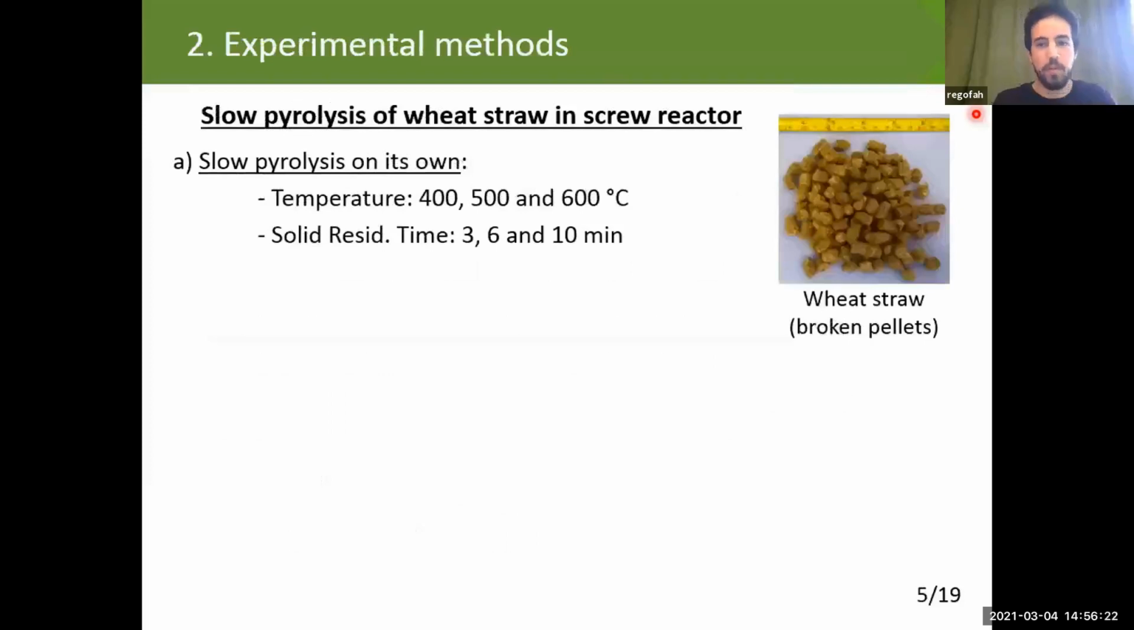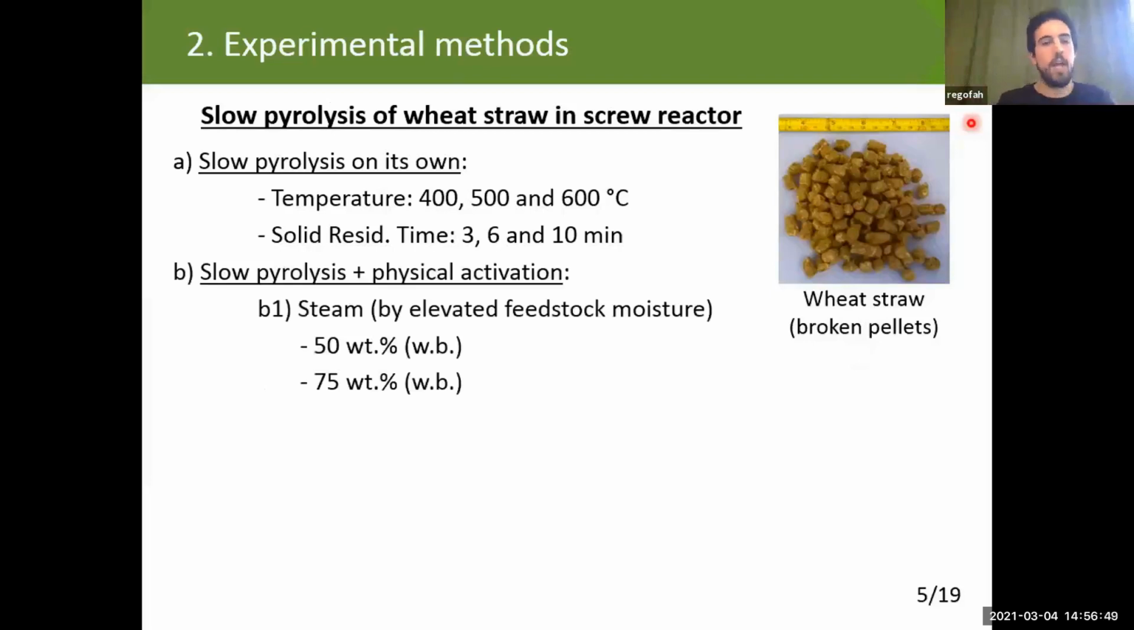So onto the methods, you can see here a picture of the feedstock used. In as received form, it came as broken pellets. And the slow pyrolysis conditions I used were 3 different temperatures and 3 solid residence times. This was limited by the screw speed. So I had a maximum of 10 minutes residence time of the material inside the reactor.